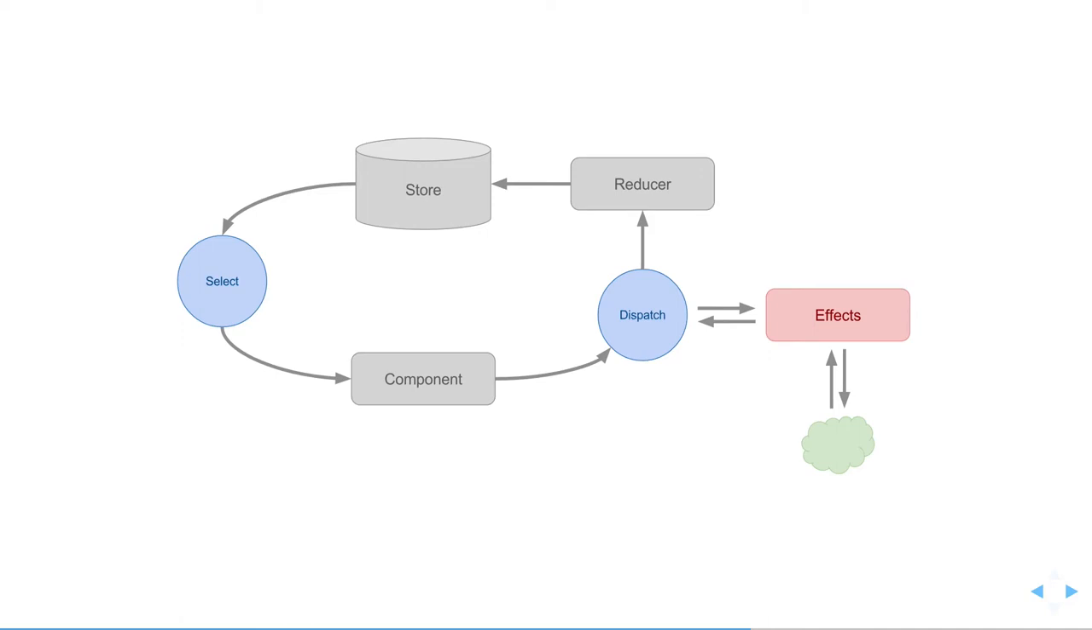So at a high level, an effect is something that can dispatch actions. It can listen to the actions that are being dispatched and then do something about it. It may dispatch another action or another series of actions.